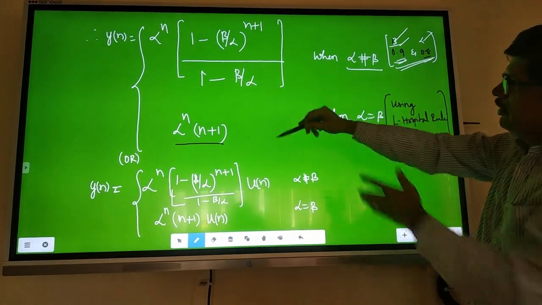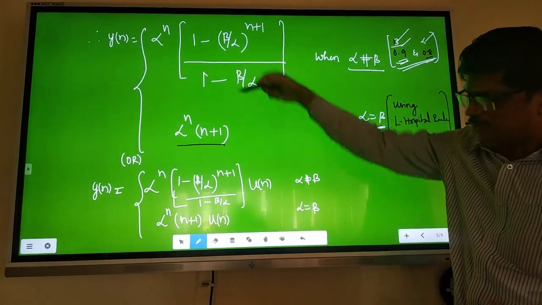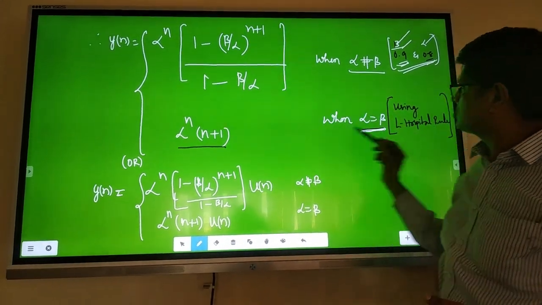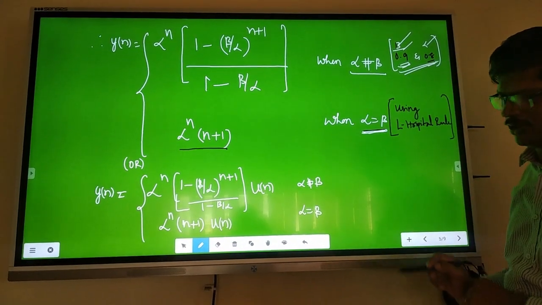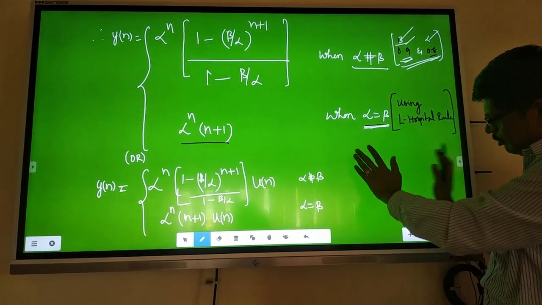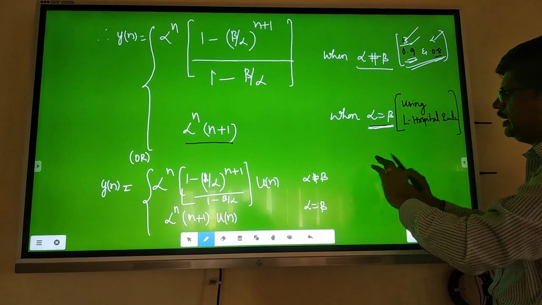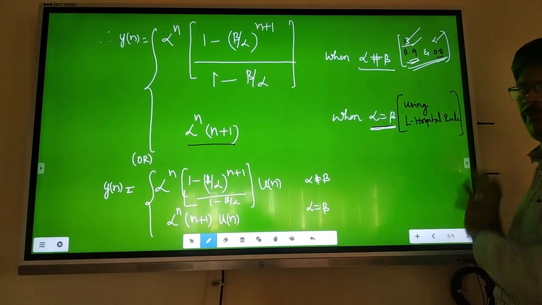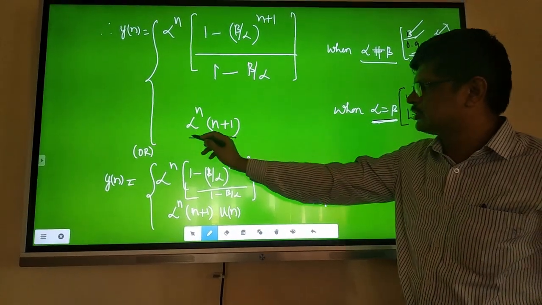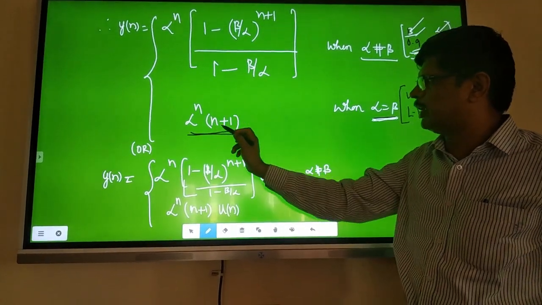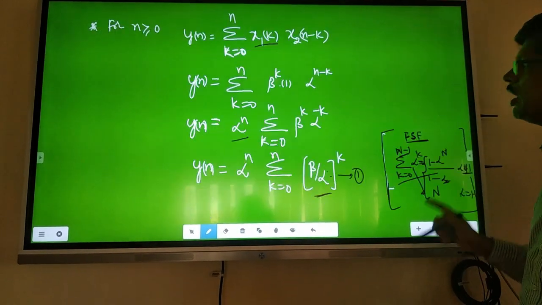That rule says that when both are zeros, you have to use this rule to simplify. You have to differentiate the numerator and the denominator separately until you get a finite value. In this case, when alpha is equal to beta, you need not worry. There is a simple way: you will get alpha to the power n into n plus 1.